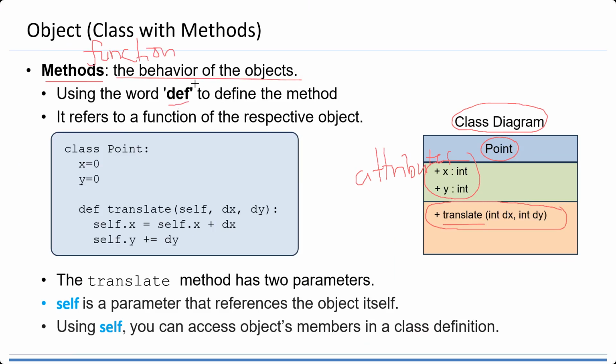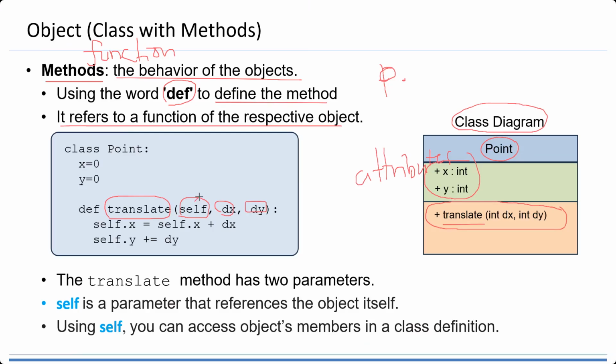We use def to define the method. This is the same as a function in Python, and it refers to a function of the respective objects. It means that whenever we have an object, let's say we have P, we can do something. For example, I want to do translate. What is translate? We have self, dx, dy.